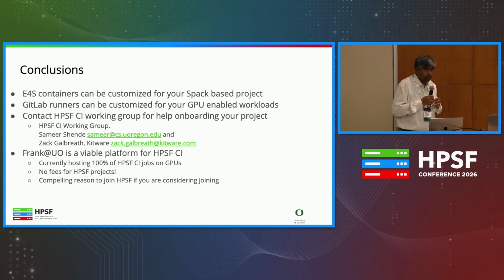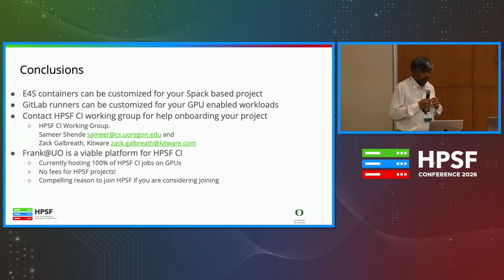In short, I would like to just say that E4S containers can be customized for your Spack-based project. GitLab runners can be customized for your GPU-enabled workloads. And please contact us if you would like to run your project CI on Frank. We can customize the E4S containers and get the CI working. Please send an email to me as well as to Zach at Kitware, and we can just hook up your project, whether it's on GitLab or GitHub.